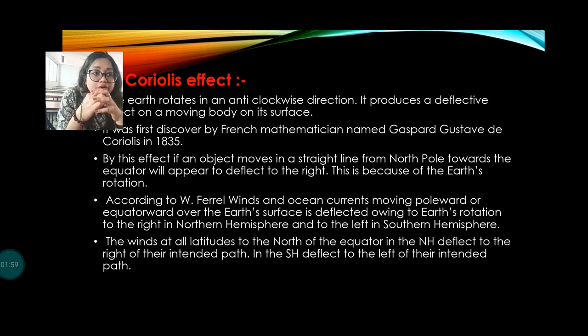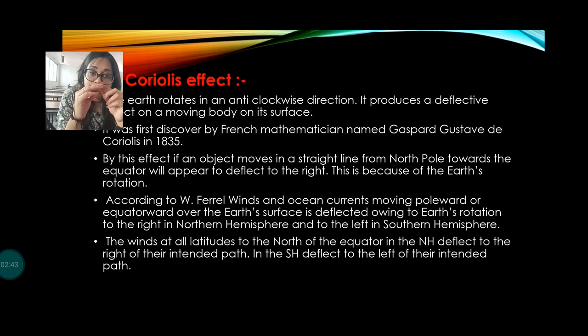Next, we are going to discuss the Coriolis effect. Due to the Earth's rotation in an anti-clockwise direction, it produces a deflective force on a moving body on its surface. It was first discovered by Coriolis in 1835. So what is that? By this Coriolis force, an object moving in a straight line from the North Pole towards the equator will appear slightly deflected to the right.